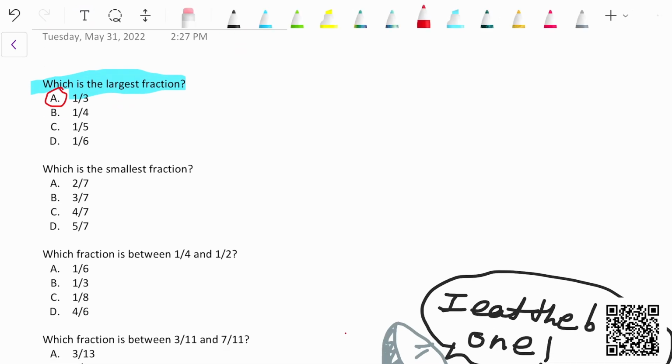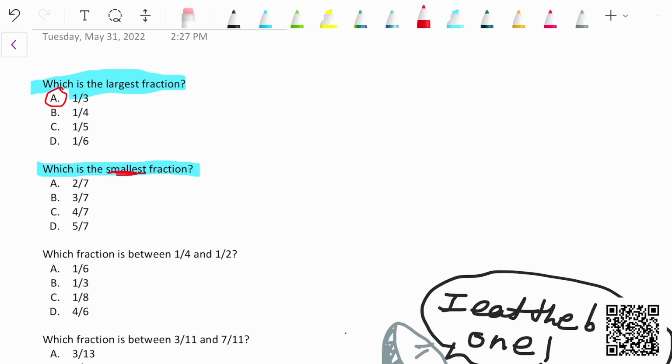Moving on. Our next question is, which is the smallest fraction? Smallest this time, not largest. And I just accidentally put a random mark over here. I'm trying to get it off. Which is the smallest fraction?